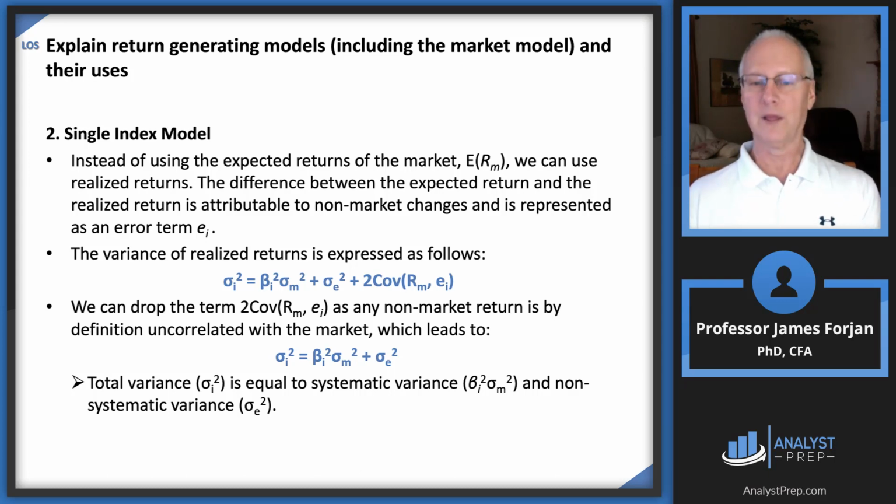And so look at this. The beta squared times the variance of the market, that's systematic risk. And then the variance of the error term, that's unsystematic risk. So look at how cool this is. You can divide the variance of a portfolio or the variance of an individual stock into its 2 components, systematic and unsystematic risk.